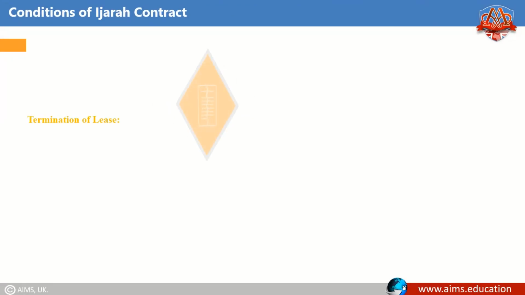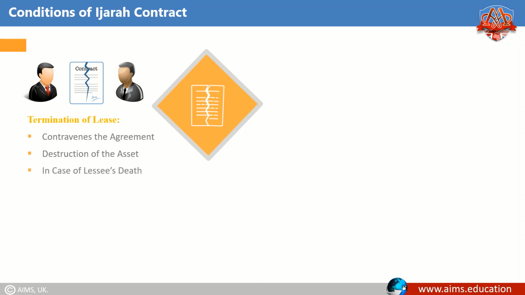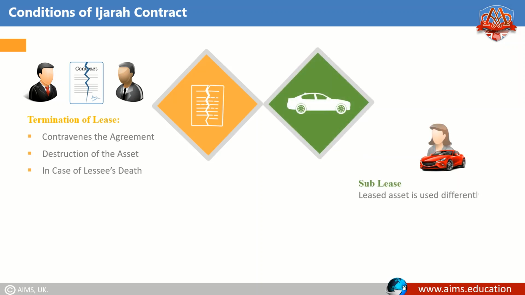Termination of lease. If the lessee contravenes the agreement, the leaser may terminate it unilaterally. Destruction of the asset terminates the lease. In case of the lessee's death, the lease will be terminated. Sublease. If the leased asset is used differently by different users, the lessee can sublease the asset with the permission of the leaser.